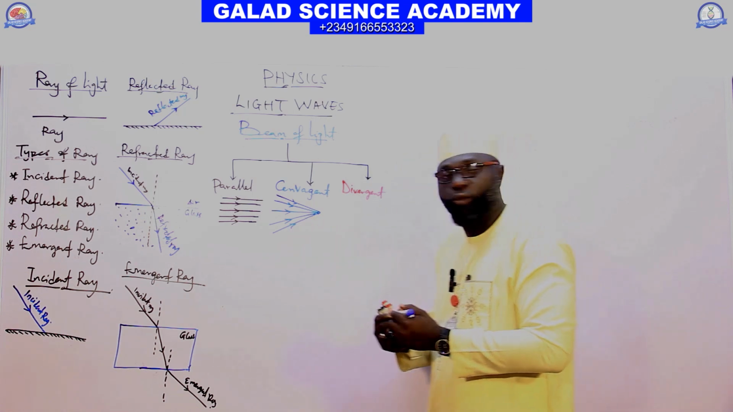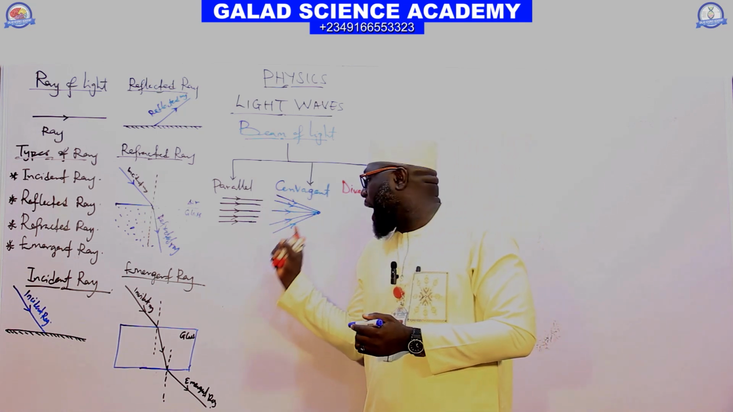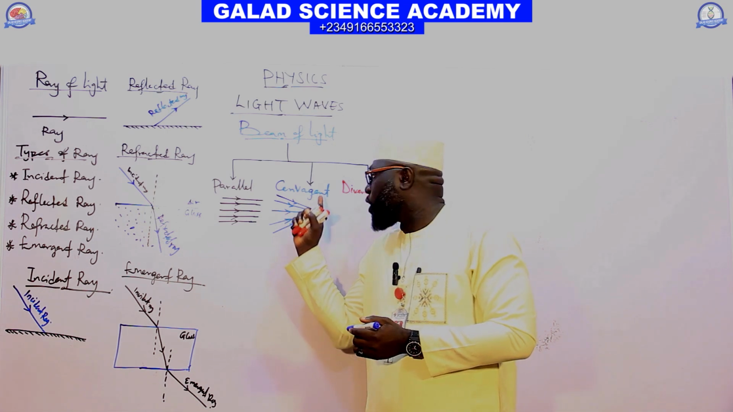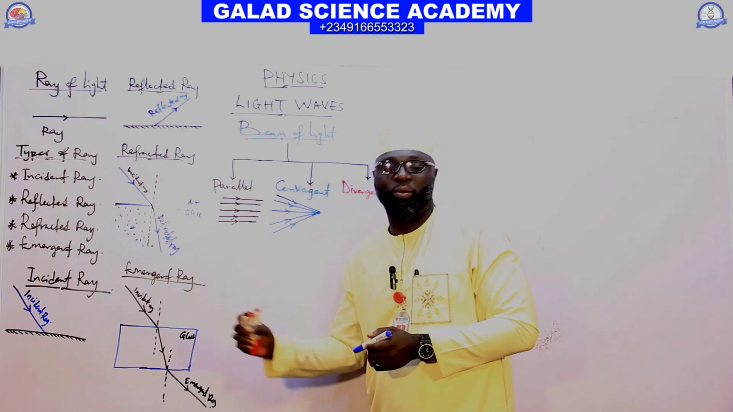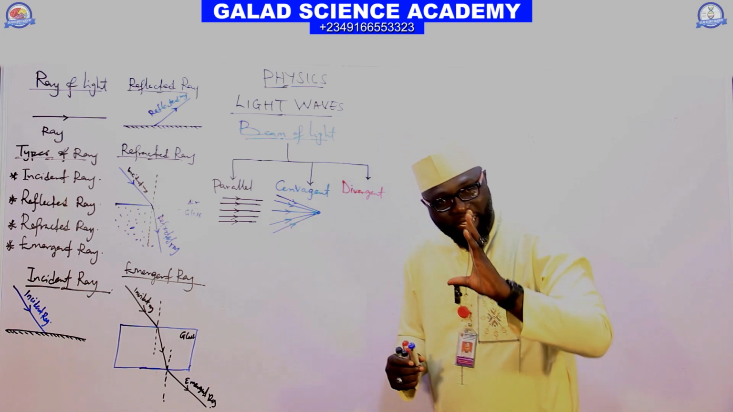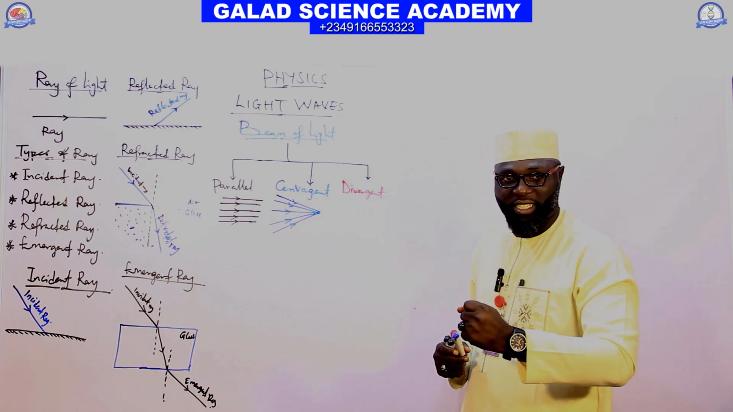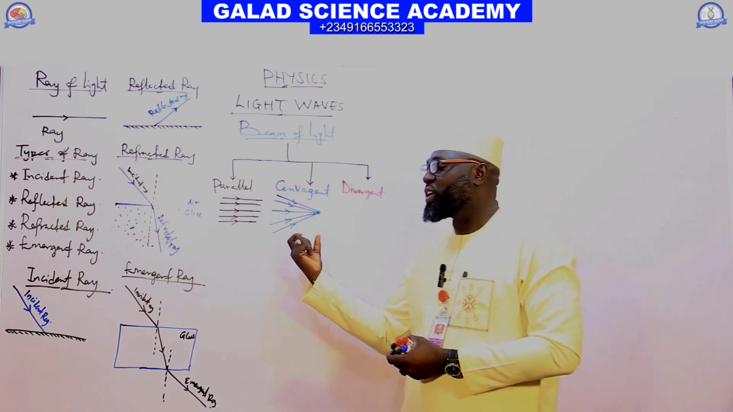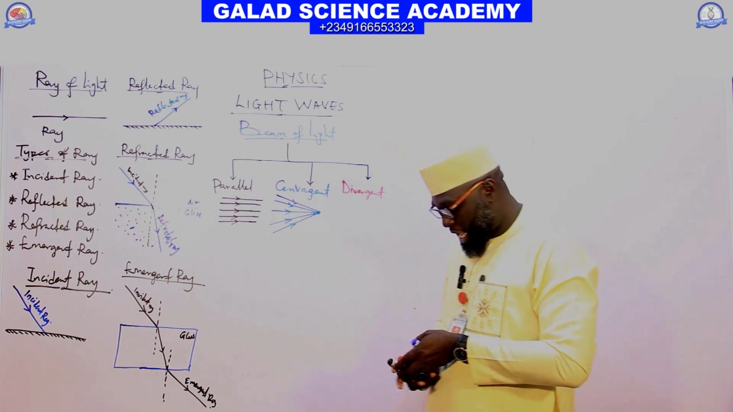The rays come from different sources and meet at a particular point. It's called a convergent beam. And the convergent beam can be found in a hand lens. The hand lens we use in the laboratory can give us a convergent beam.